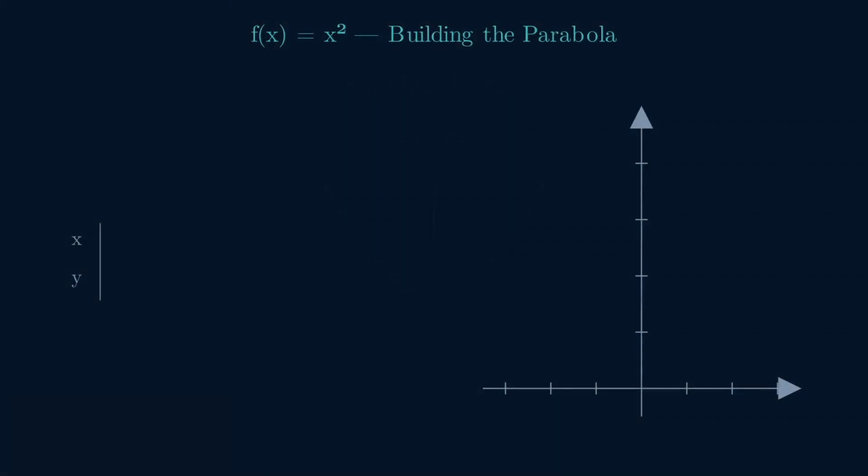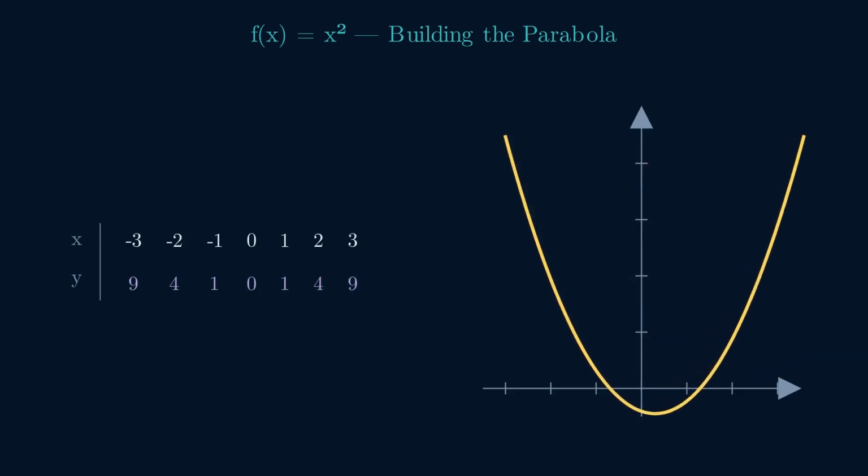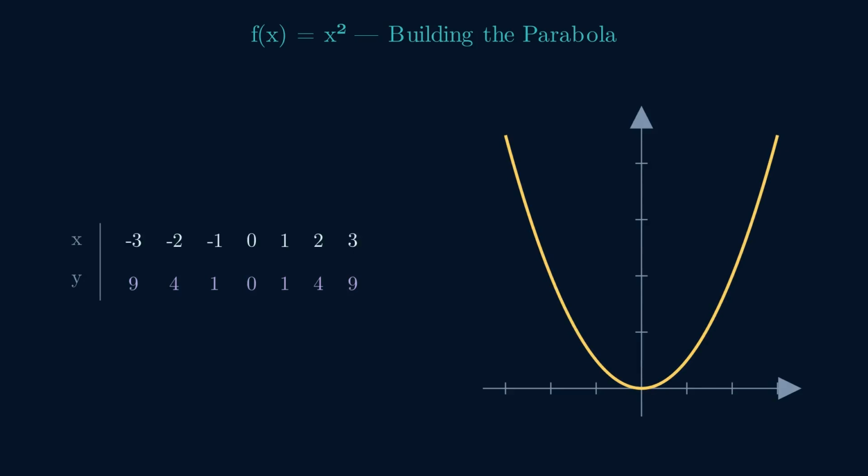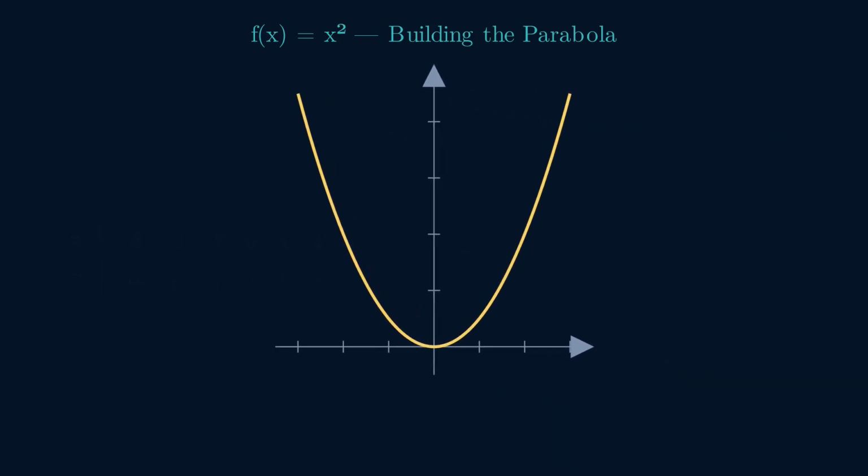Build it from a table. -3 gives 9. -2 gives 4. -1 gives 1. 0 gives 0. Then 1, 4, 9 on the way back up. Notice how the outputs come in matching pairs on either side of 0. Drop those 7 points on the grid, join them, and there's your U.